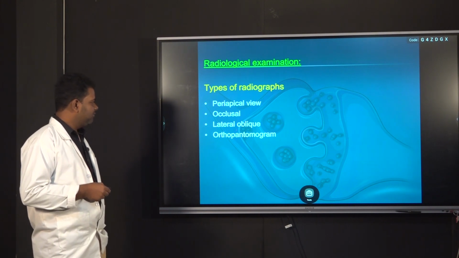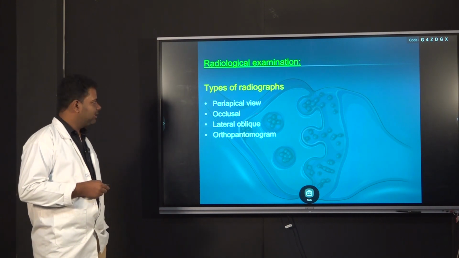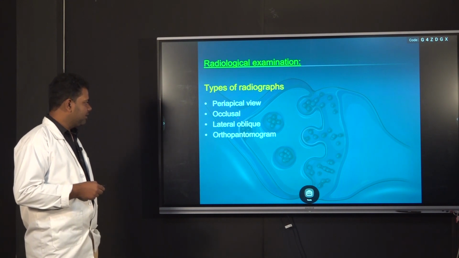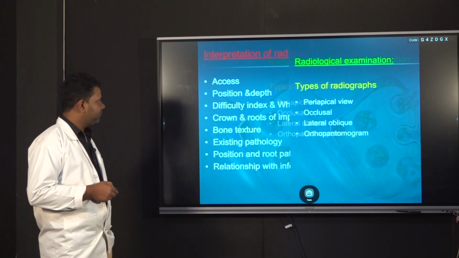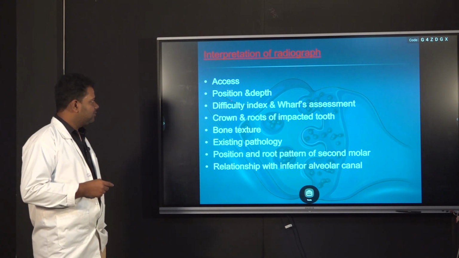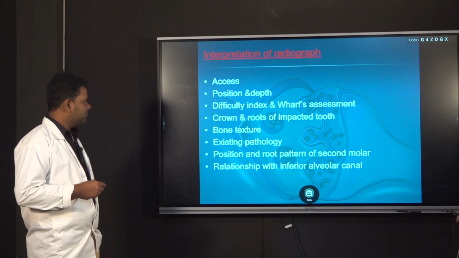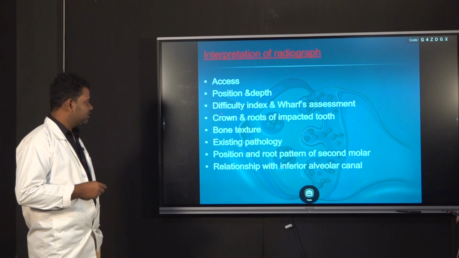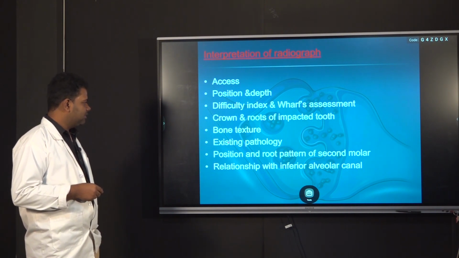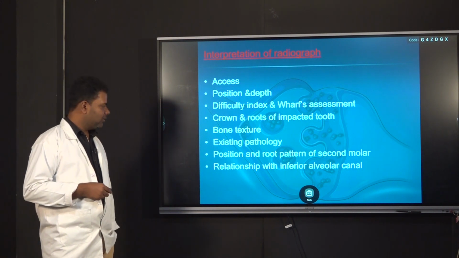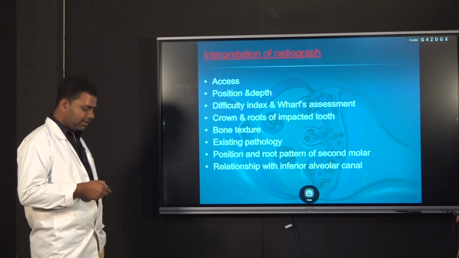On periapical view, if there is no availability of OPG, they can use a periapical radiograph, and a retro-oblique view can also be considered. In the radiograph we should interpret the axis, position, difficulty, that is the Wharfe assessment, and the crown and roots of the impacted teeth, bony texture, existing pathology, and position and root pattern of the second molar, and relationship with the inferior alveolar canal.